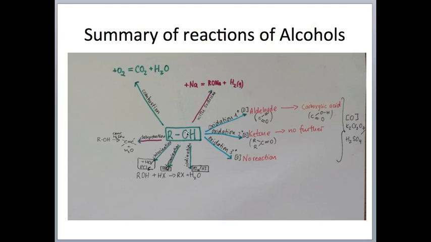Alcohols also undergo chlorination, bromination, and iodination, and this is when the OH group is replaced by a halogen. So the general formula for this reaction is ROH reacting with HX, where X is the halogen, to produce RX with H2O. For chlorination of an alcohol, we usually add HCl or PCl5. For bromination, we use hydrogen bromide, and for iodination, we can either use PI3 or hydrogen iodide.